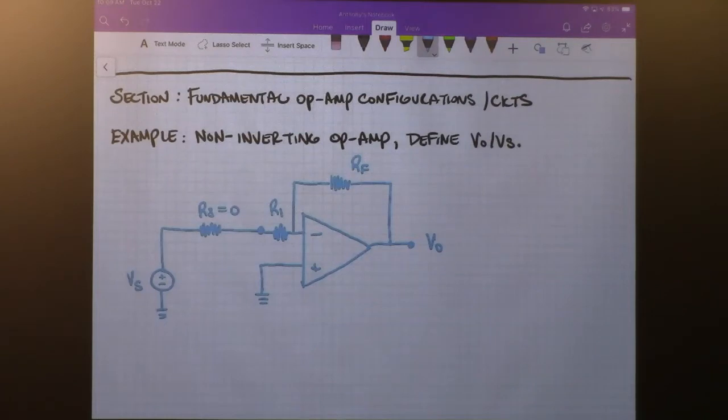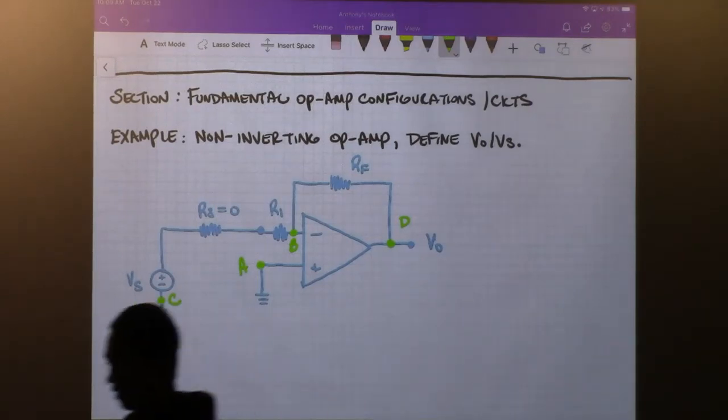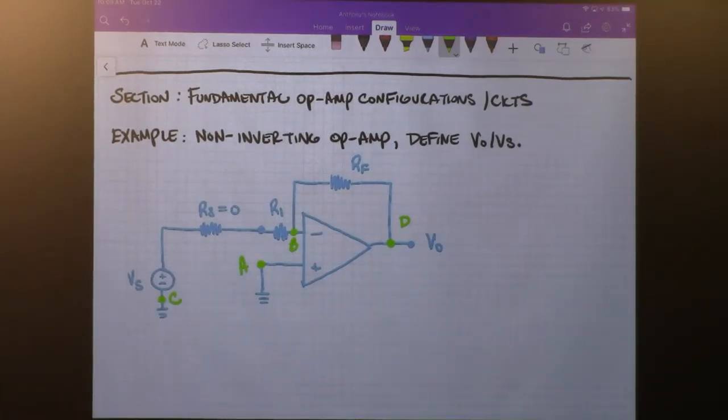And I'll give the rest of these points names just to make things easier. So I'm going to call this point A. I'm going to call this point B. I'm going to call this over here point C. And I'm going to call this right here point D. So I wrote the wrong name up top. This is the inverting configuration, not the non-inverting.